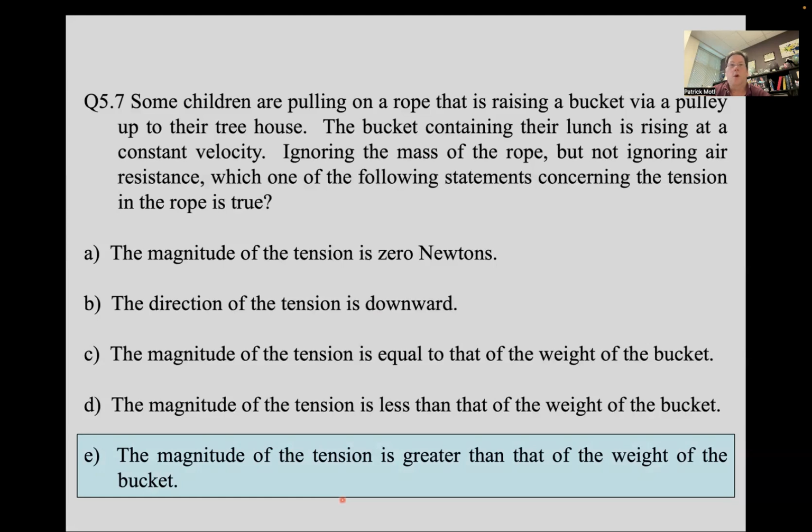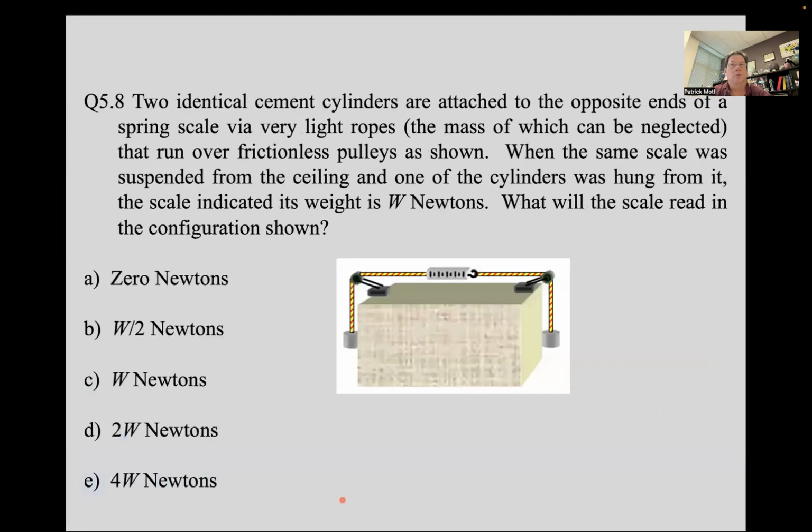All right, that was kind of a warm up. Let's try a harder question. And this next question, you really got to make sure it makes sense to you. We have two identical cement cylinders attached to the opposite ends of a spring scale via very light ropes. So the mass of the ropes can be neglected. They run over frictionless pulleys, which just redirect the force.